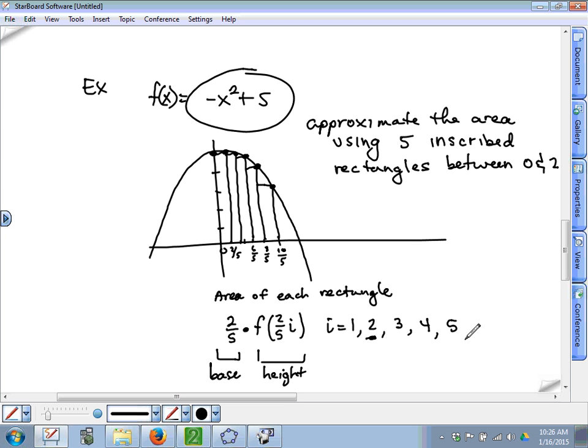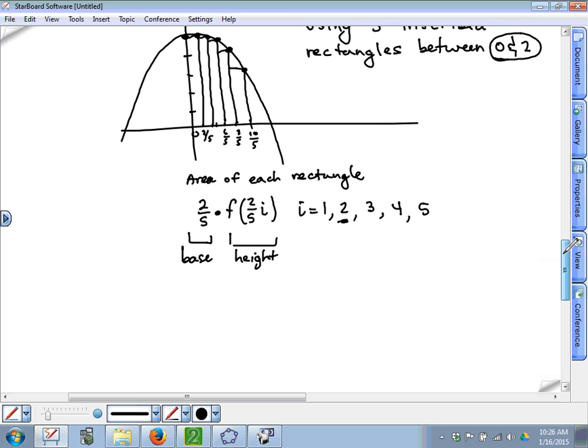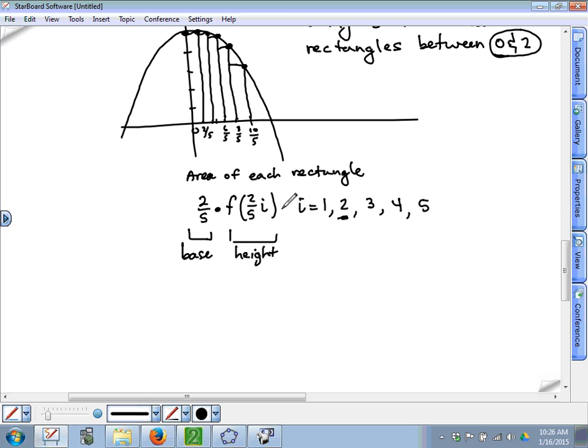Okay. It doesn't hit right at 2. 2 is not the x-intercept. No, because I'm only wanting to go from 0 to 2. Yeah, we're only approximating between 0 and 2. Okay. So, I just want to make sure now we're clear on where this i came from. Where did the i come from? How many rectangles we had? Yeah. If there had been 6 rectangles, then i would be 6.